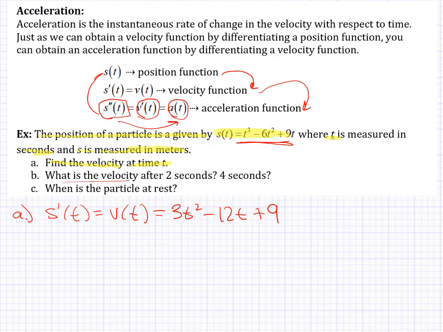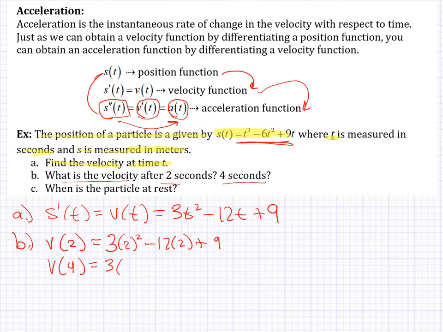Next, what is the velocity after 2 seconds and also after 4 seconds? So there's two questions here in B. What is the velocity at 2 seconds and what is the velocity at 4 seconds? So I would say plug in 2, so 3 times 2 squared minus 12 times 2 plus 9, and plug in 4. And see what kind of answers you get. So velocity at 2 seconds is -3, and this is measured in meters and seconds, so meters per second. Okay? And the velocity at 4 is 9 meters per second.